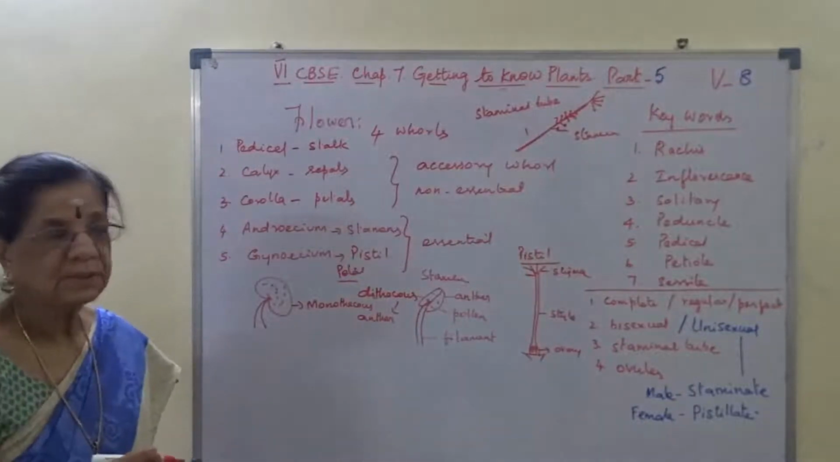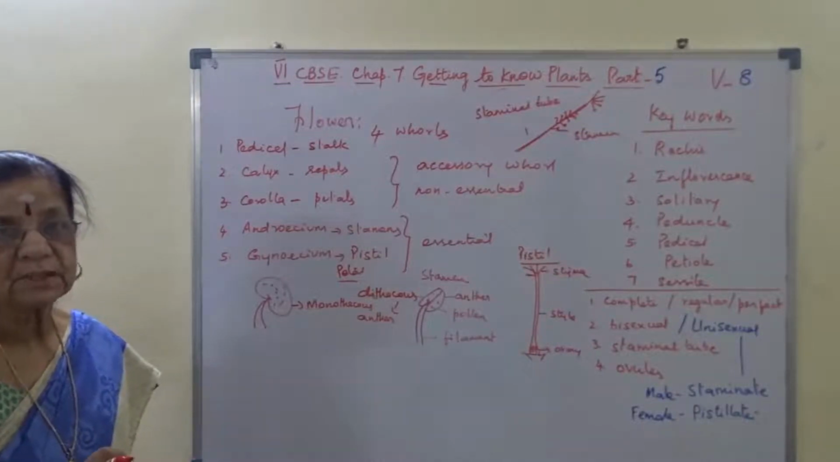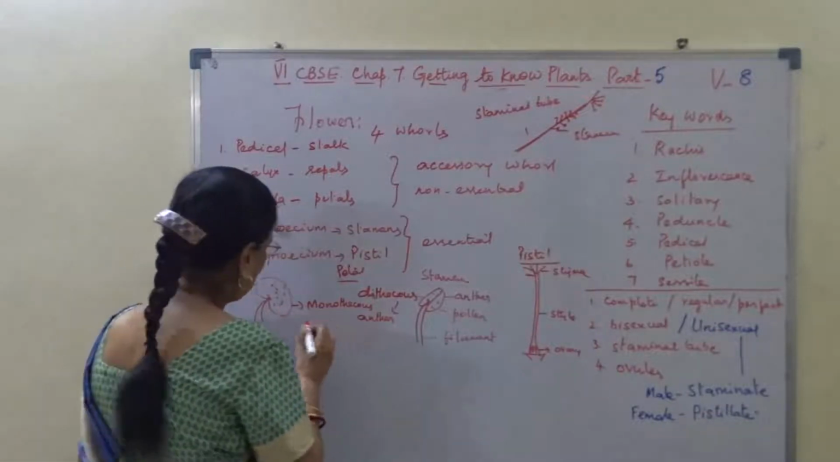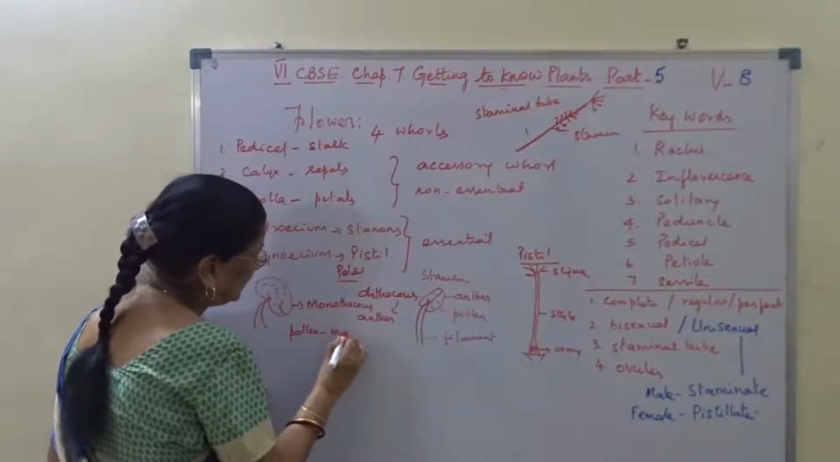This is the filament, and it contains pollen grains. Pollen grains are the male gamete.